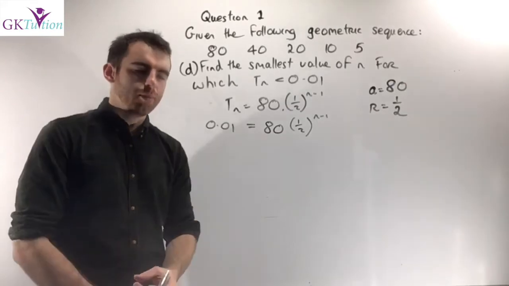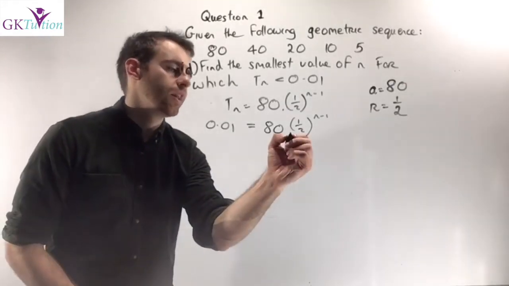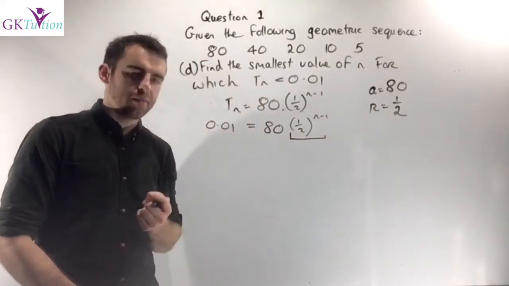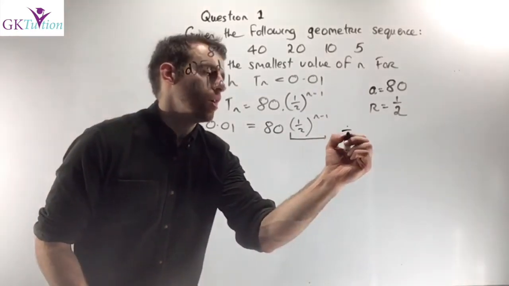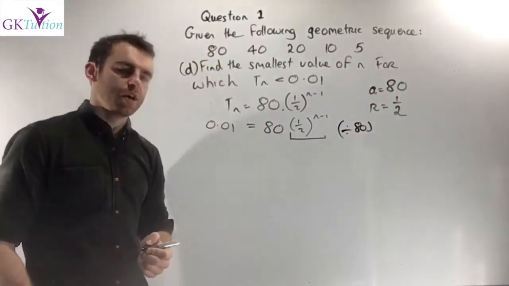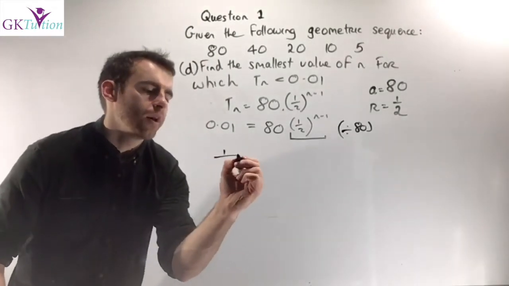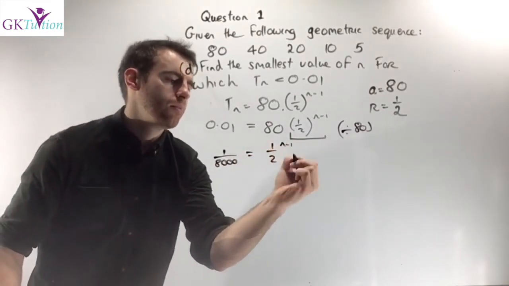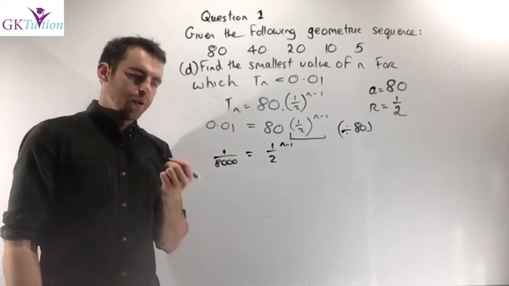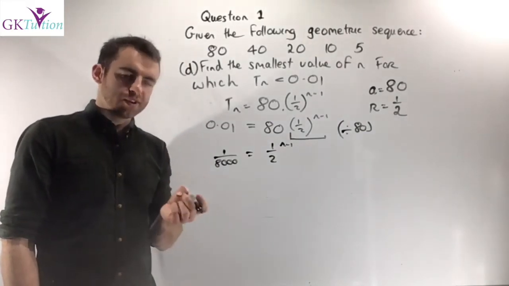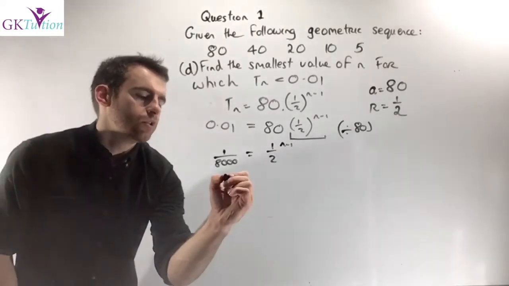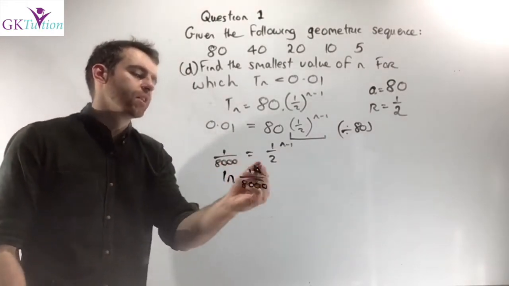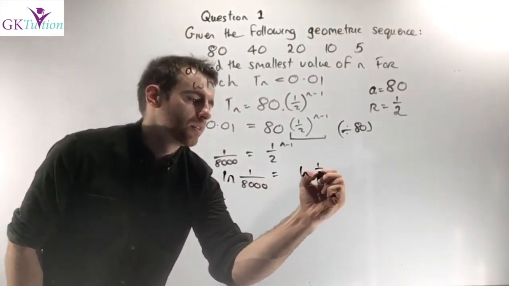But before I introduce logs, I need to isolate the part of the term that has the unknown. Or in other words, I need to isolate the half to the power of n minus 1. So before we introduce logs, we would have to divide both sides by 80. If I divide 0.01 by 80, I get 1 over 8,000 is equal to a half to the power of n minus 1. And now your unknown is in the power, and in order to eliminate the power, we first need to introduce logs. So we can introduce ln, the natural log, in front of the left-hand side and ln in front of the right-hand side.